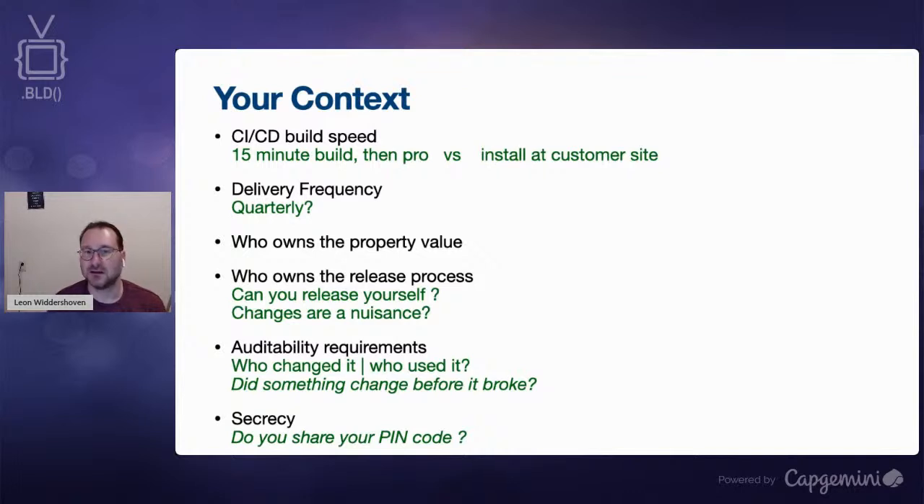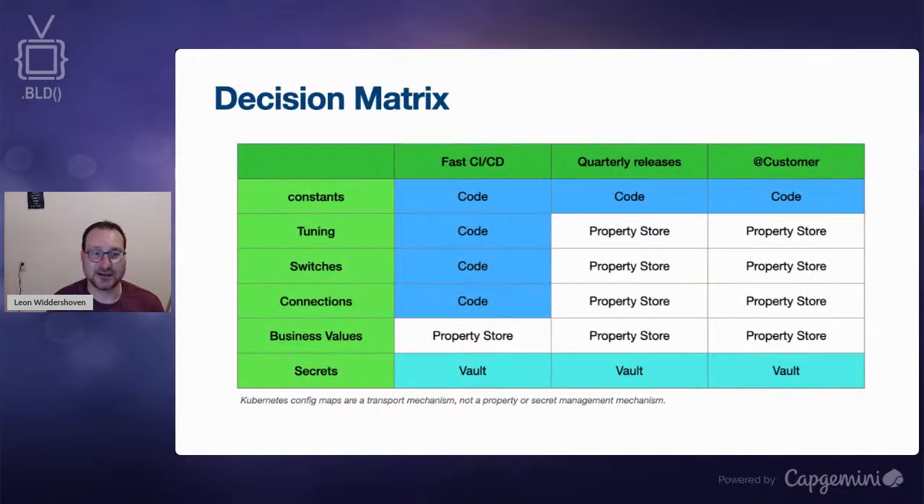And of course, secrecy. But I already spoke about vaults. So yeah, you don't want to share your PIN code. You don't want to have it just with a post-it on your wallet or something like that. So that is kind of the context. And now we go to the beautiful decision matrix.